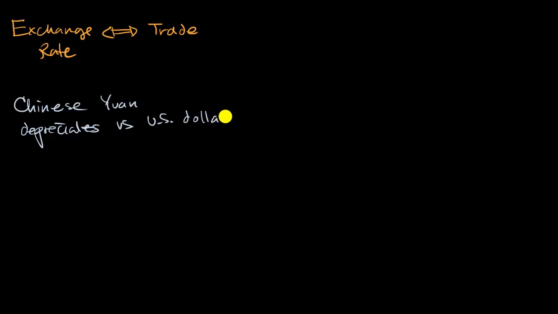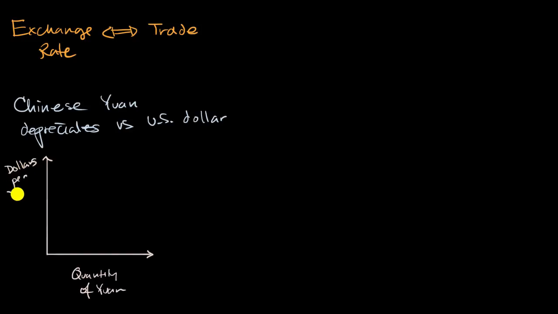And to visualize what we're talking about, let's draw the supply and demand, or the exchange market for the Chinese yuan. So our horizontal axis would be quantity of yuan, and then our vertical axis would be the price of yuan in terms of dollars. So dollars per yuan. And we've seen this before.